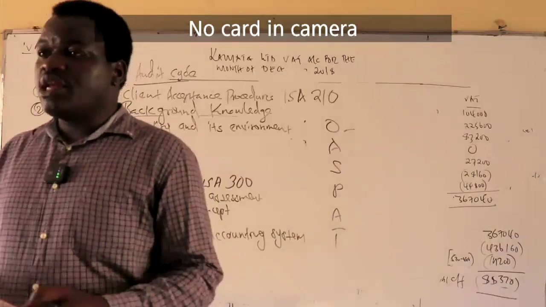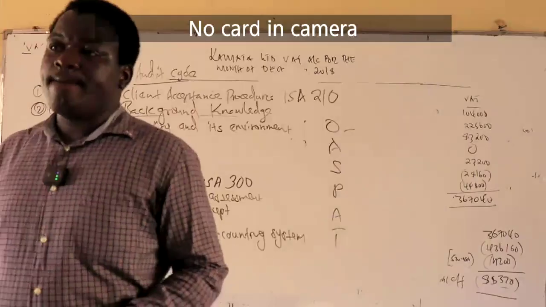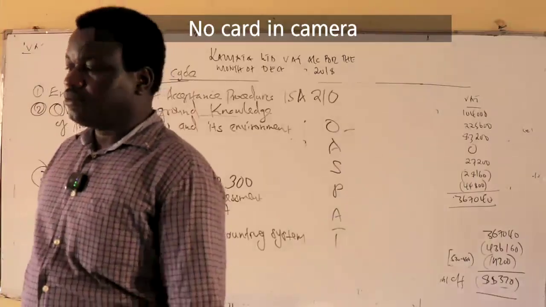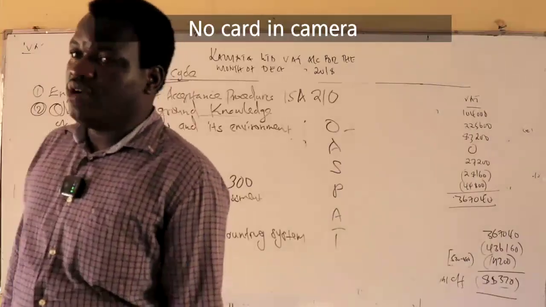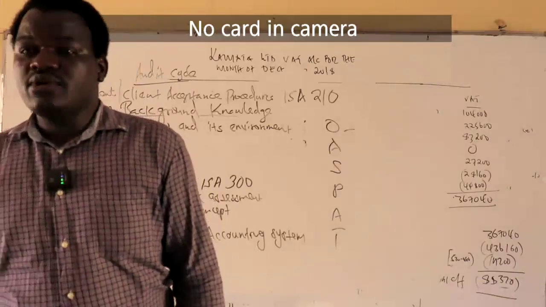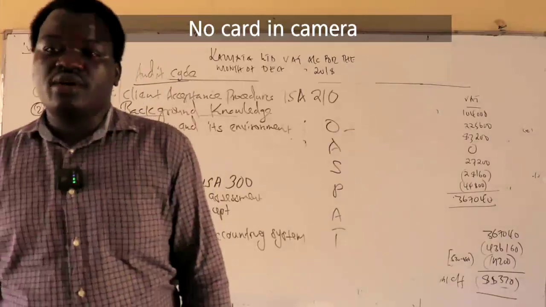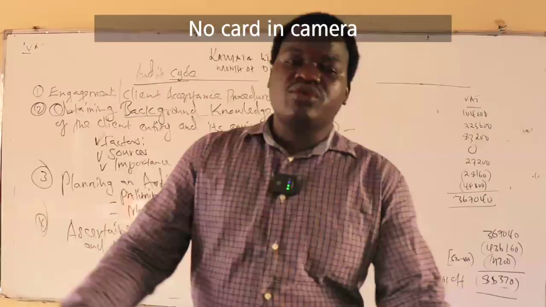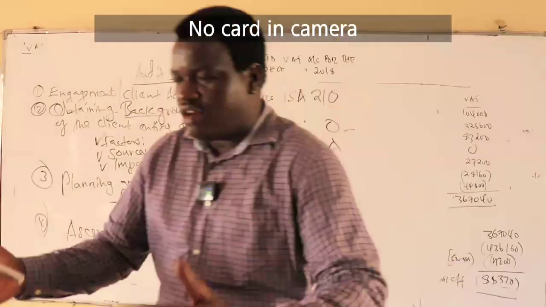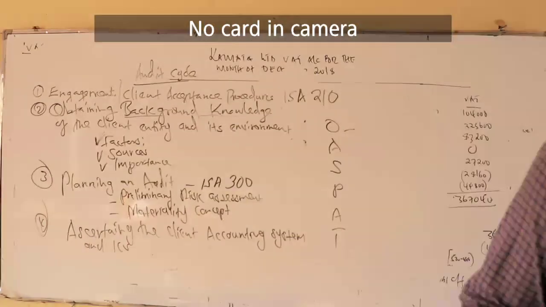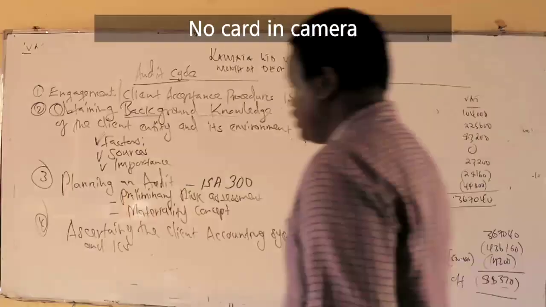Use of a descriptive questionnaire. We can also use observation, just being physically present and observe. Observation. So those are the techniques we can use to ascertain the system.